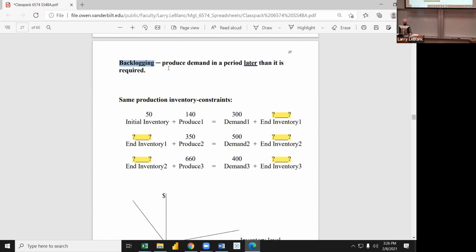These recursive equations are called recursive because nowhere do you see in this one, for example, production in period 1, but you do see ending inventory in period 2, and that is impacted by ending inventory in period 1, and that is impacted by production in period 1. So these are cumulative, called recursive. I'm not going to ask any test questions on that.